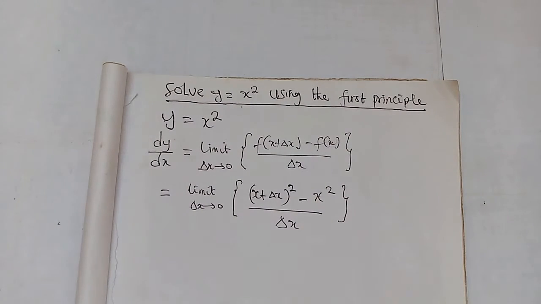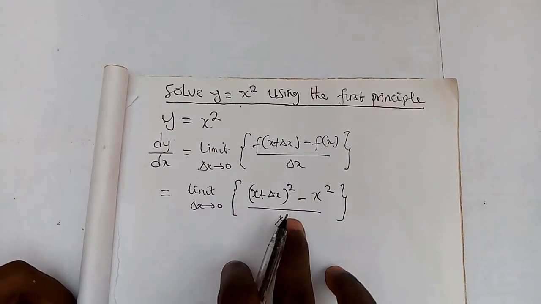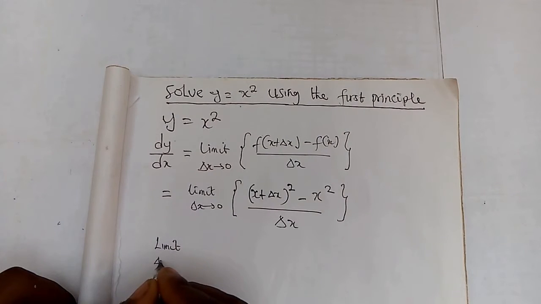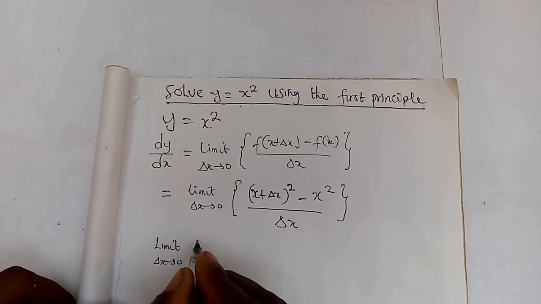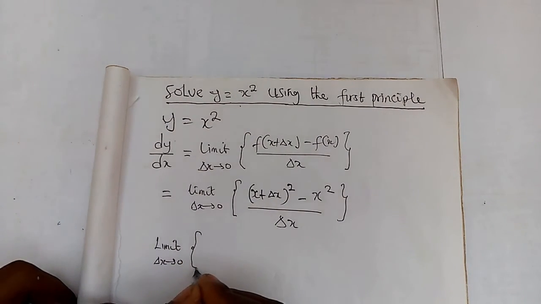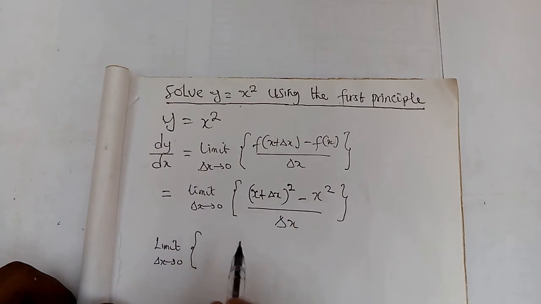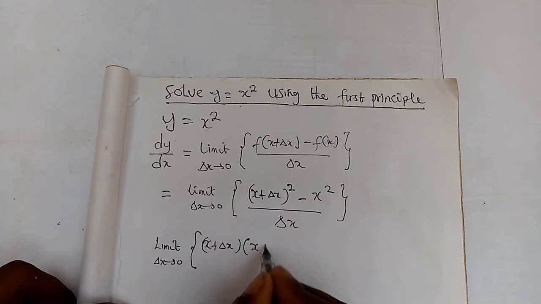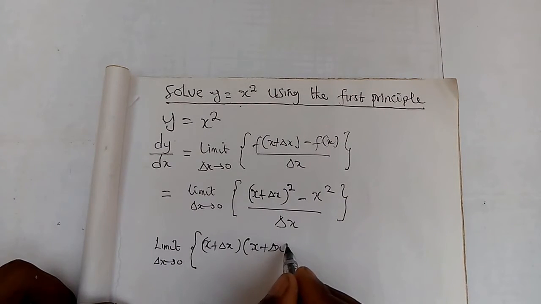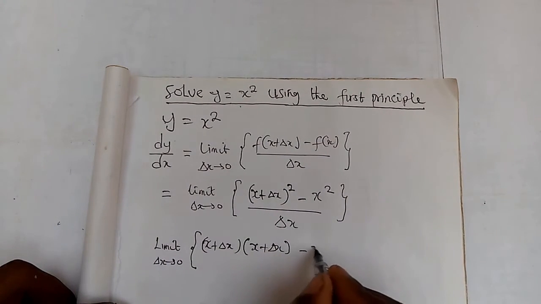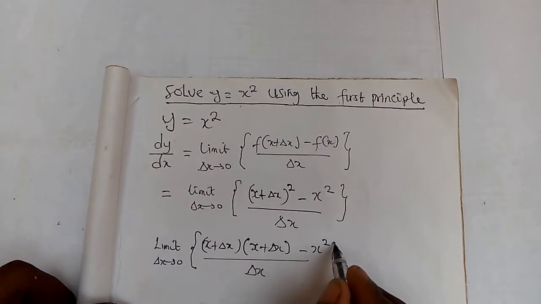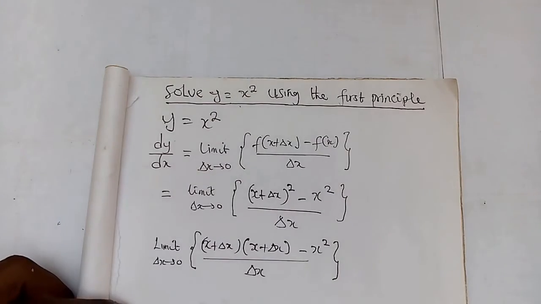So now we need to expand the bracket. By expanding the bracket, write your limit as change of x approaches 0, and then we have this: x plus change of x, multiplying x plus change of x here, that is the expansion of the bracket, minus x squared, all over change of x, like this.